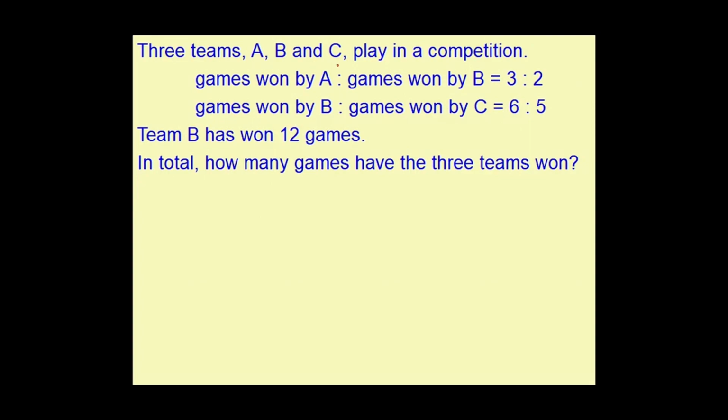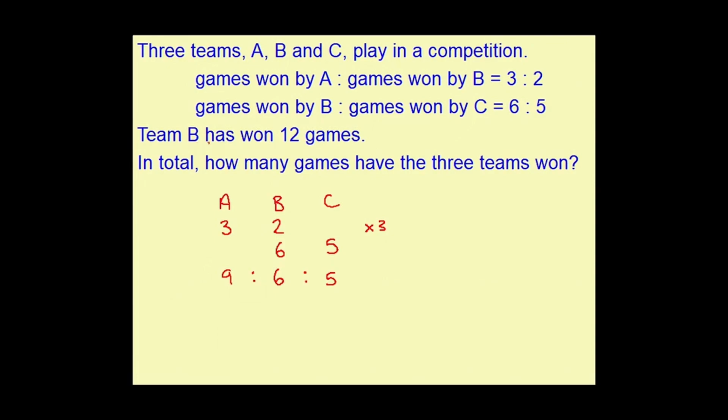Our headings this time are A, B, and C. We have A to B is 3 to 2, and B to C is 6 to 5. So I can see if I times this by 3, I'm going to get 6. So I'm going to times all of this by 3 and get 9 and 6. This is already 6, so this is 5. So this is my ratio.